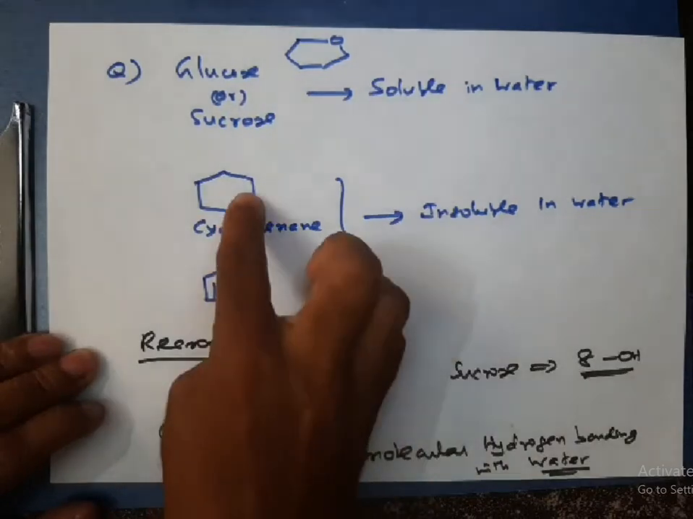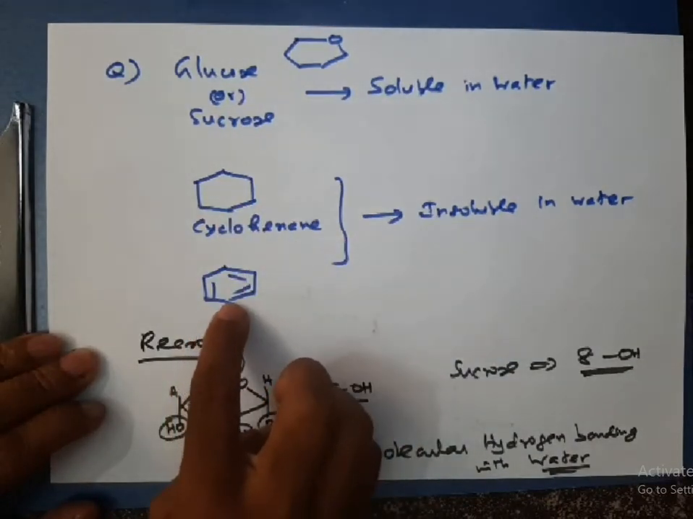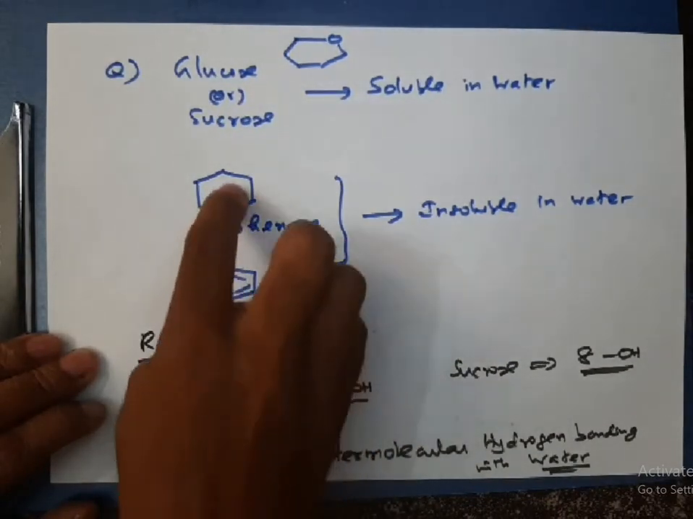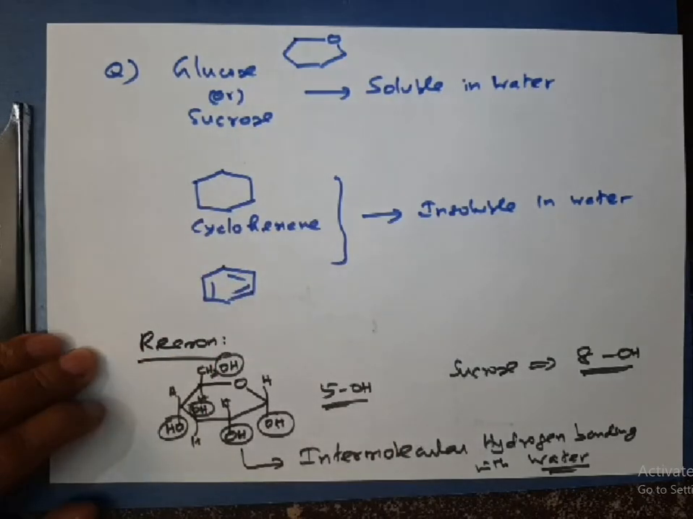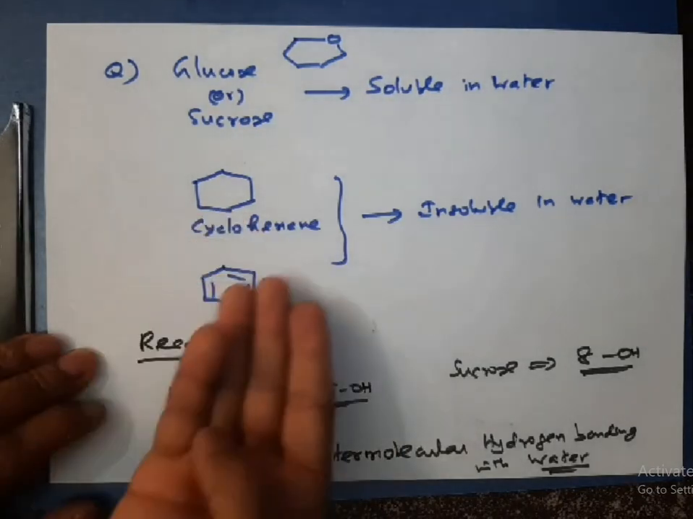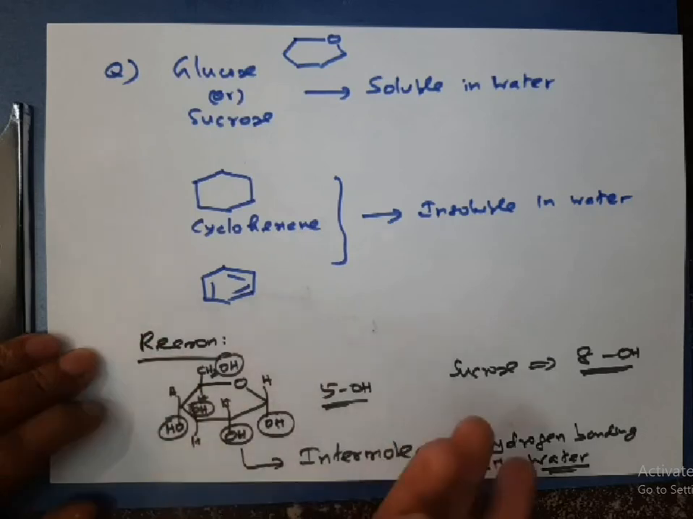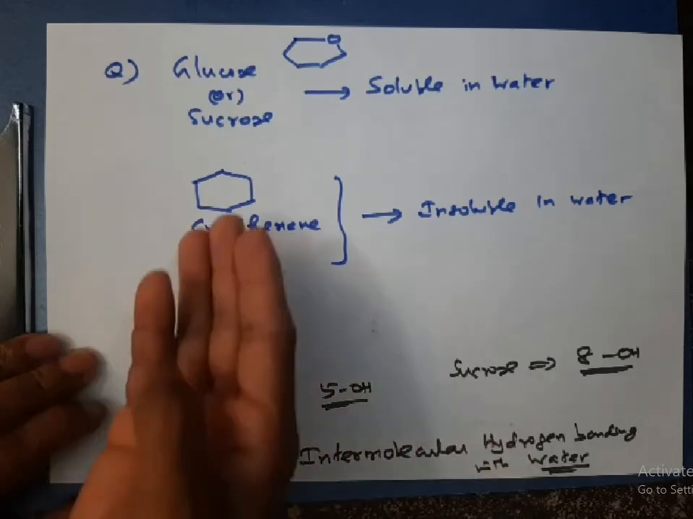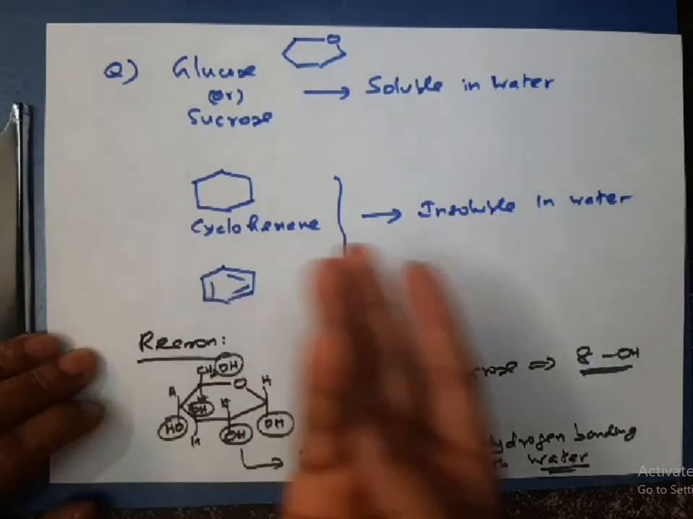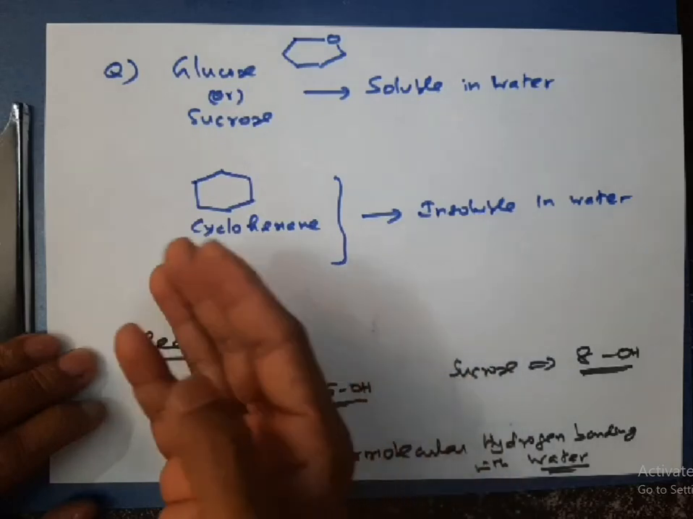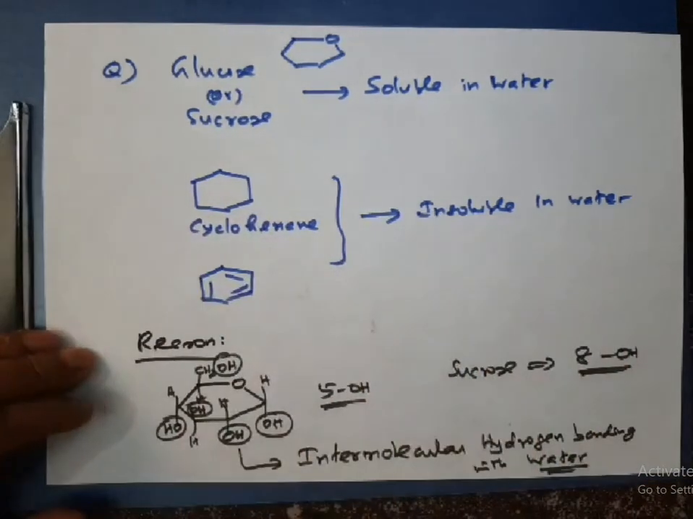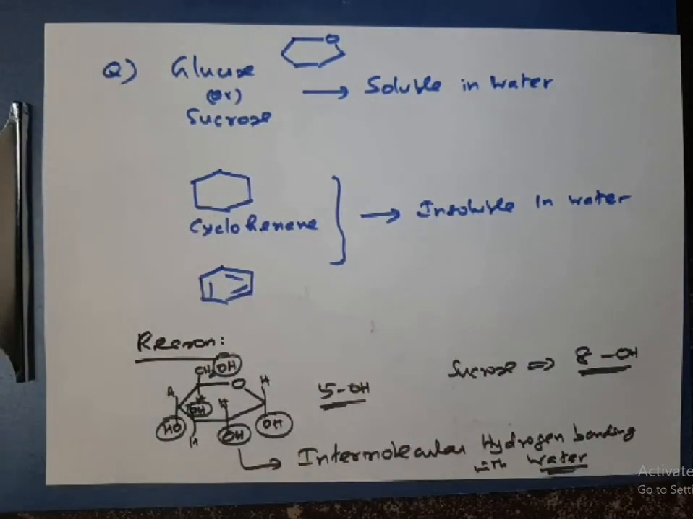Whereas cyclohexane and benzene, this is benzene, right? In these compounds there are no hydroxy groups. They are non-polar compounds. Water is polar, so they are insoluble. They cannot form hydrogen bonds, so they are perfectly insoluble in water. Remember this, it is a very important one. This is given in the in-text question, right?